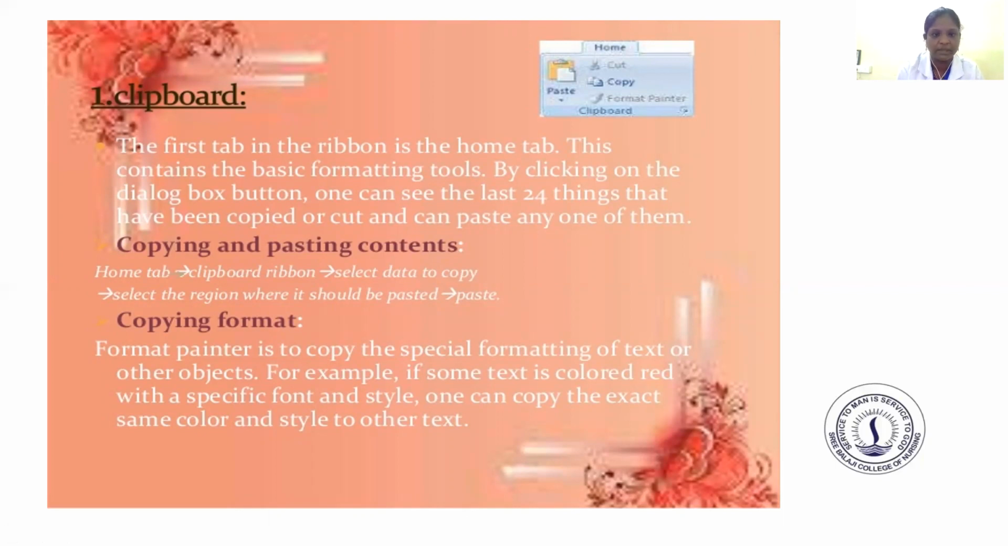That's all. The format painter is used to copy the special formatting of text or another object. For example, if some text is colored red with a specific font and style, one can copy the exact same color and style to another text.